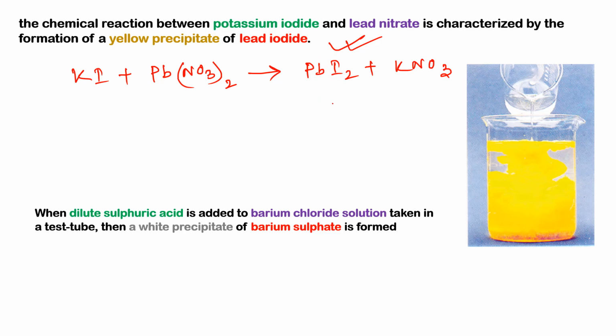Okay, lead iodide, as you can see here, is a yellow color precipitate. So you should give an arrow in the downward direction.